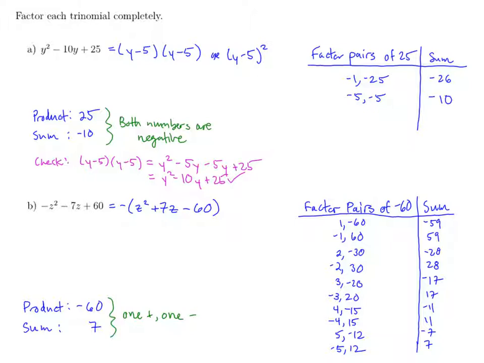So I'll finish factoring, and these factor pairs tell me that this will factor into the negative out front, and then the factor z minus 5, and then the factor z plus 12. So when fully factored, negative z squared minus 7z plus 60 is the opposite of the factor z minus 5 times the factor z plus 12.